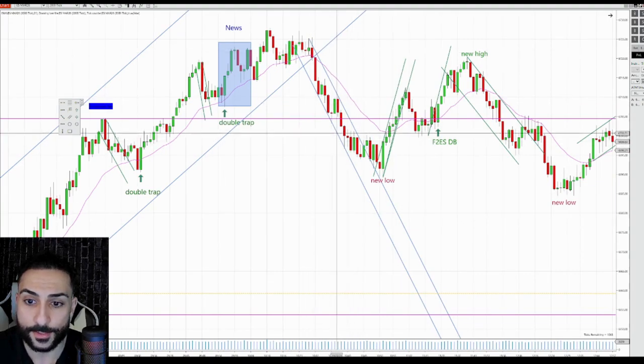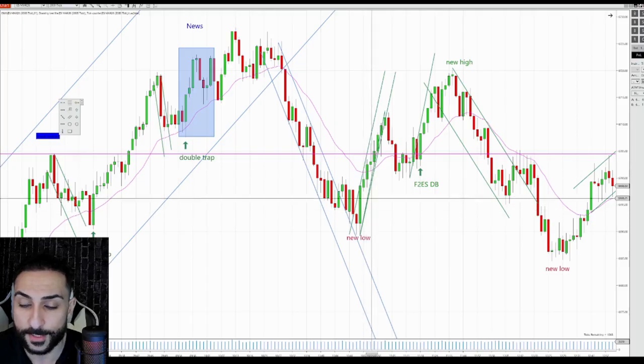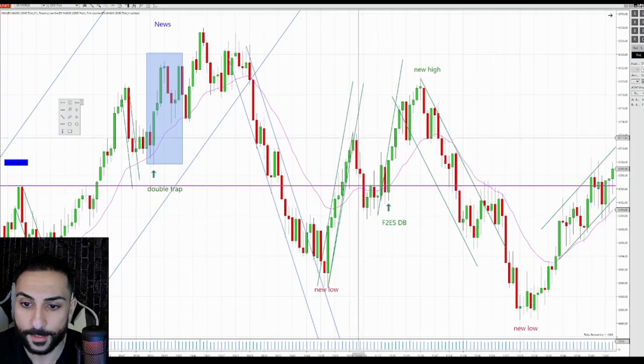So we had a downtrend working lower, break, new low. Once we had a break under, I was looking for a reversal pattern, a failed second entry short, which we didn't have, which is totally fine. We ended up making a new high.